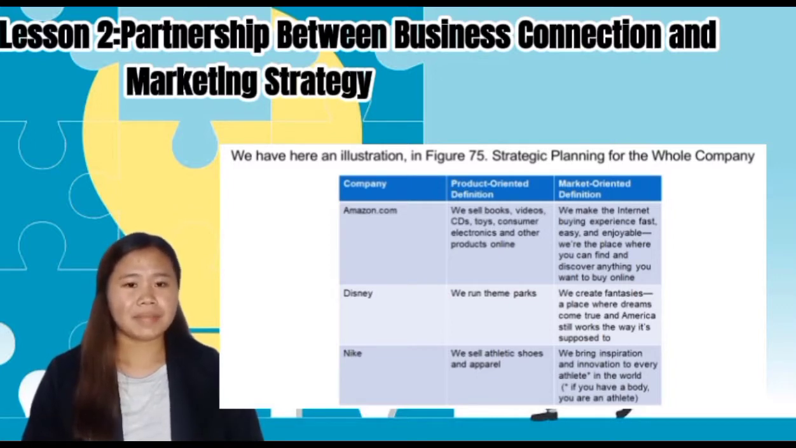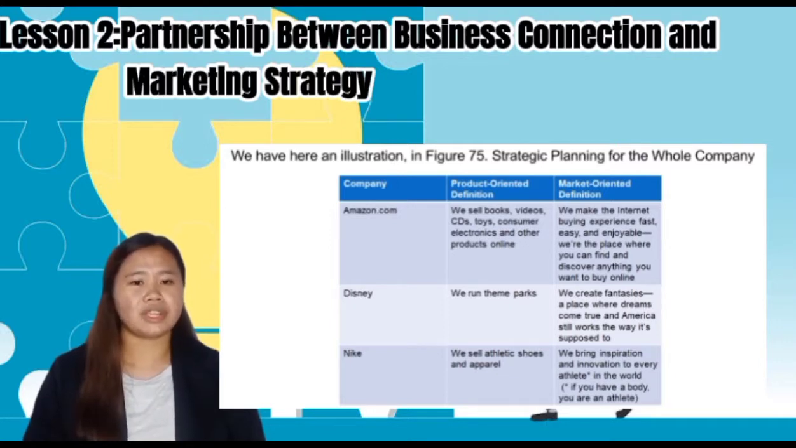While Disney runs theme parks, they create fantasies, a place where dreams come true and America still works the way it's supposed to. On the other hand, we are very familiar with this brand, which is Nike. They offer and sell athletic shoes and apparel. They also bring inspiration and innovation to every athlete in the world.